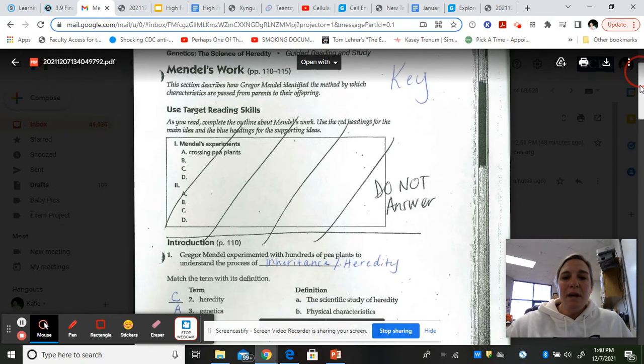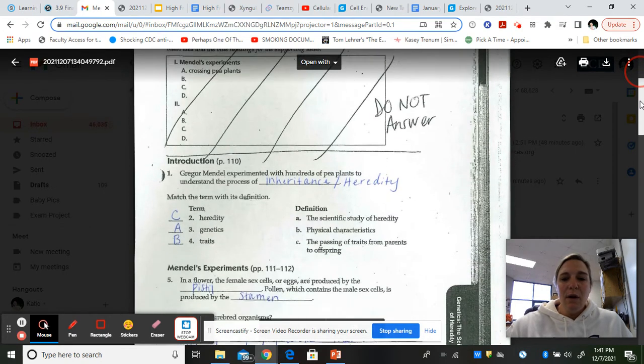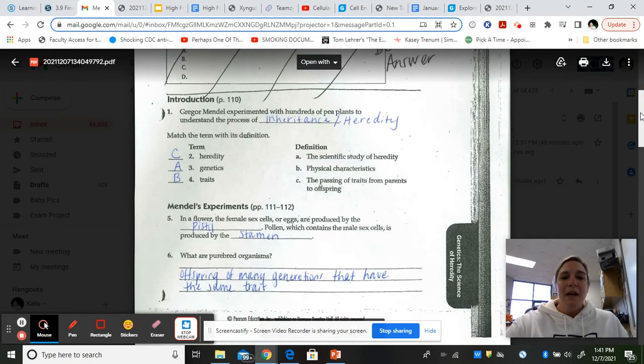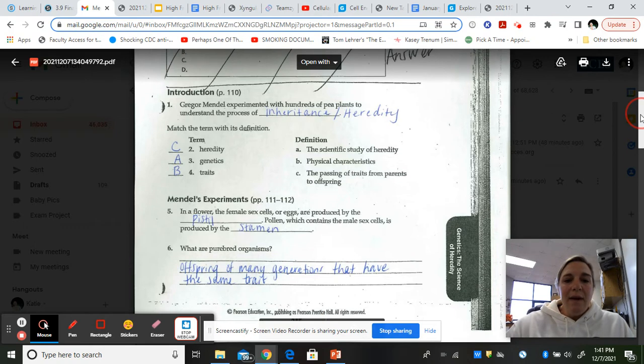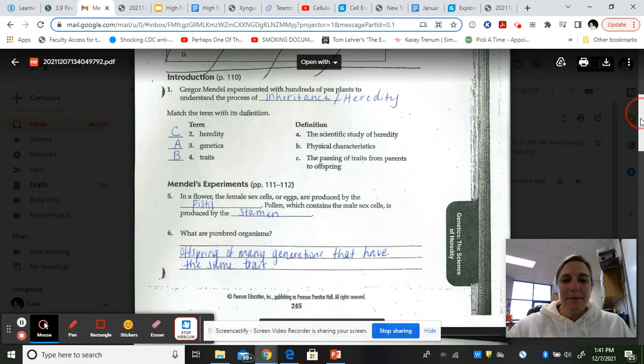Okay, so I just wanted to go over these answers with you, and if you got any wrong, you could change them or check them. So Gregor Mendel experimented with hundreds of pea plants to understand the process of inheritance or heredity. Heredity is the passing of traits from parents to offspring. Genetics is the scientific study of heredity, and traits are physical characteristics.